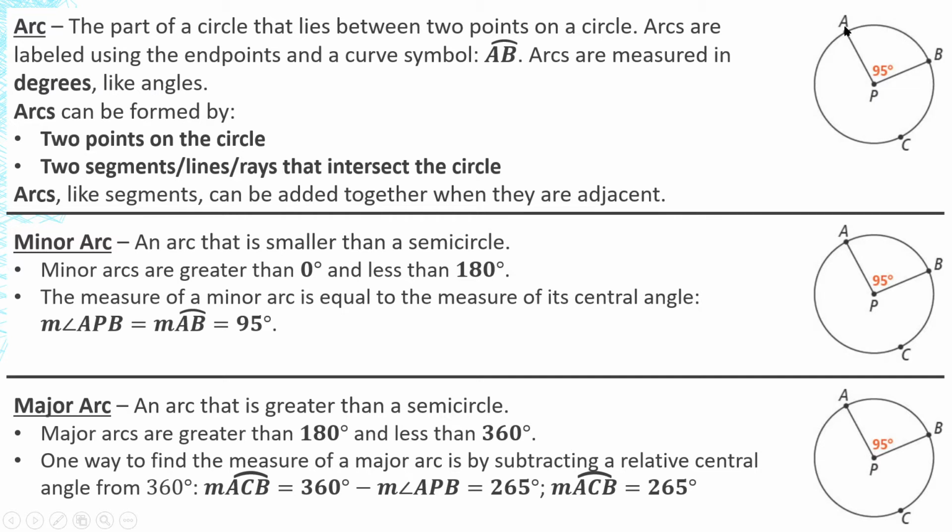We name arcs just like we name segments. We use those two points, and we have a little arc symbol, which is just a curvy little line above it. Arcs are measured in degrees, just like angles. Arcs also have length, because circles have circumference, a distance around. So arcs are measured two different ways: there's a degree measure and there's a length measurement. We distinguish them as arc measure and arc length. If I say arc measure, I'm talking about the degree measurement. How many degrees does this arc span?